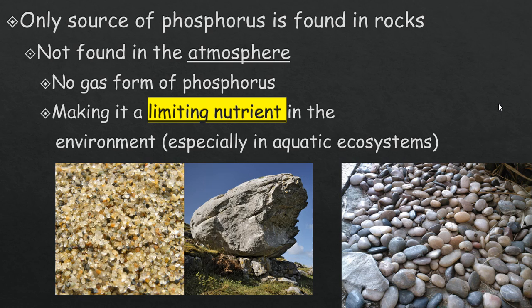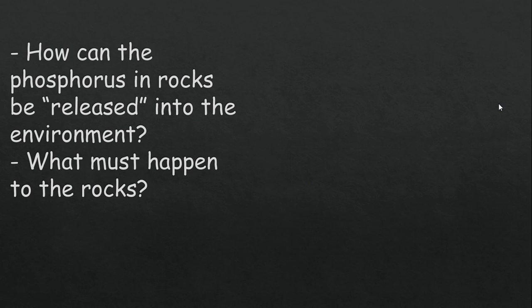However, all living things, as you can see, need that phosphorus. So how are they going to get that phosphorus if it's only found in rocks? What must happen to those rocks to release that phosphorus into the environment? And then how can that even get into an aquatic environment?